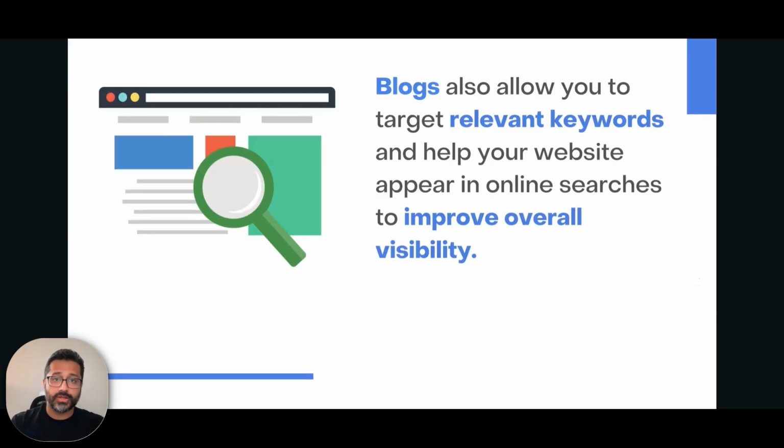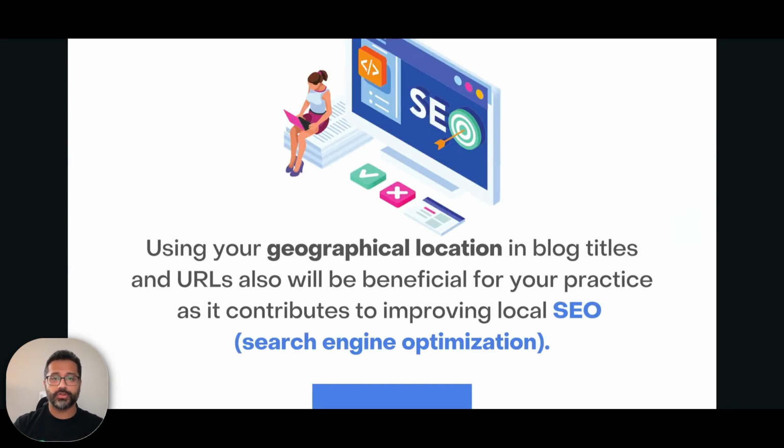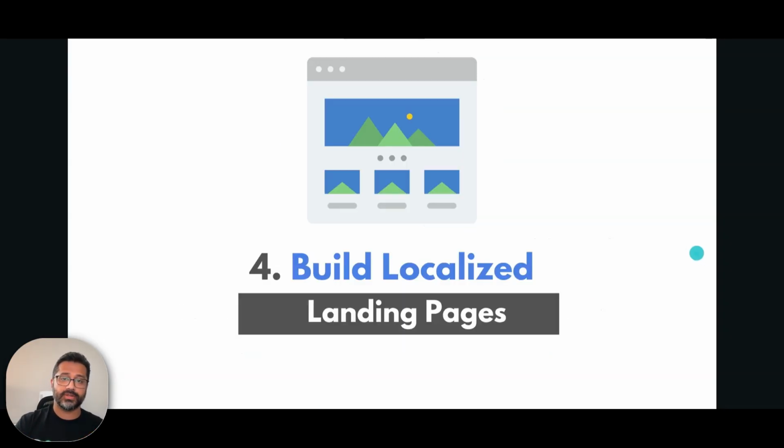And blogs also allow you to target relevant keywords. And this helps you appear in search engines and on generative AI engines like ChatGPT. And this improves your overall visibility for your practice in your geography. So by using your geographic location within your blog titles and your URLs, you can actually boost your practice's local search engine optimization. So the idea behind local SEO is that you show up and display in Google's local 3-pack, which is the 3 search results that appear by the Google map in local searches. And showing up here in the 3-pack is one of the most powerful ways to drive new patient leads.